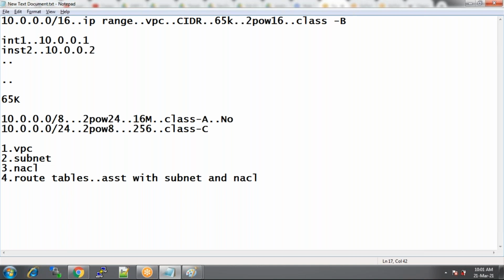So what do we call this instance? The public instance is what we call a Bastion instance. Bastion, B-A-S-T-I-O-N. Okay, so try this concept. If you understand it and you're able to do it, do it. Otherwise, don't worry. I will be showing that in the next session.